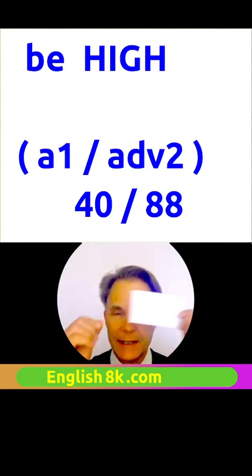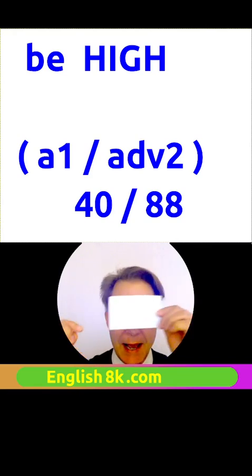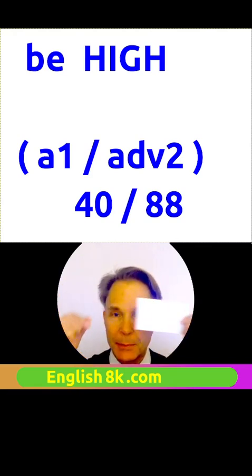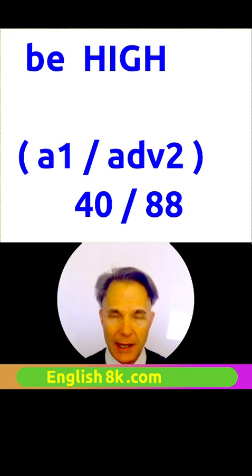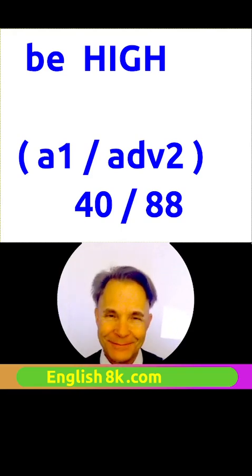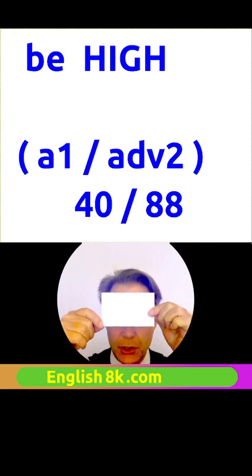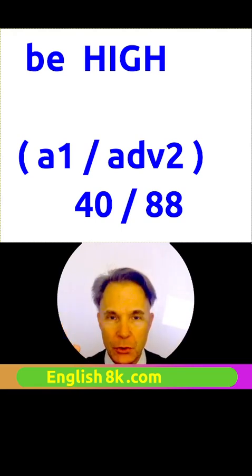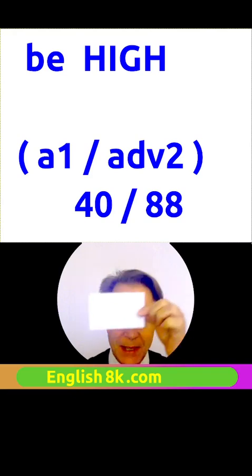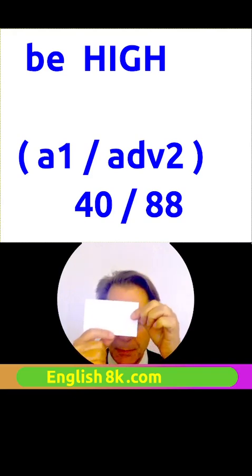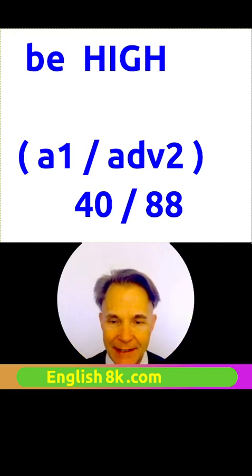Please make a card like this. Write high up here in the top left corner. High. Down here in this corner, A1, adjective 2. A1 means adjective, level 1. That's what we're learning now. And over here in this corner, the number 40 out of 88.